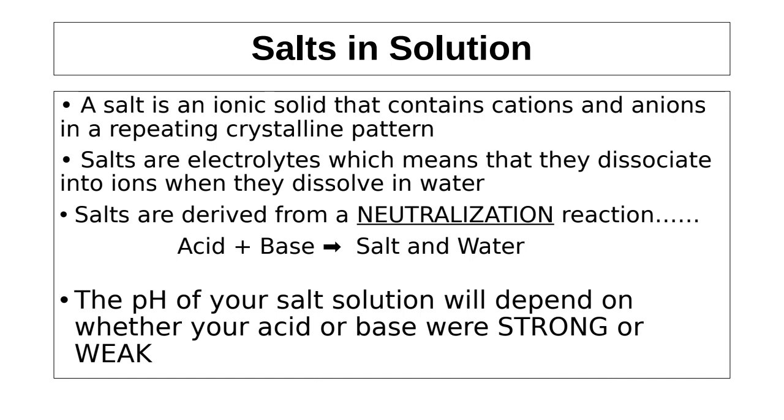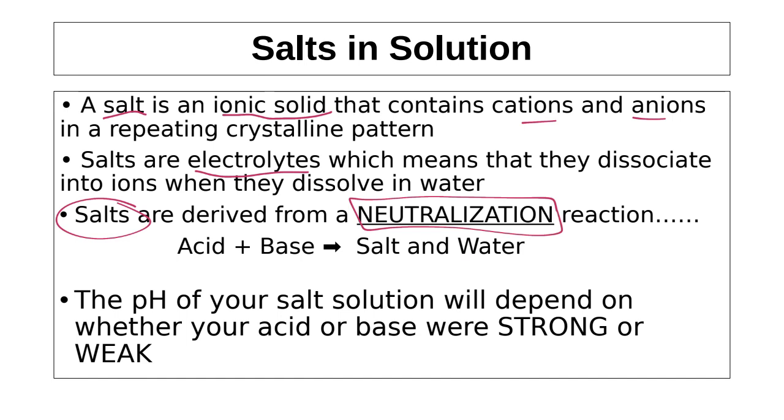Most of us recognize the term salt in terms of table salt that we use at home to flavor our food. But in chemistry, a salt is an ionic substance that is a crystal lattice that contains cations and anions, so positive and negatively charged ions, in a repeating pattern. Salts are electrolytes, so because they're ionic, they'll dissociate into ions, they will conduct electricity, and they will dissolve in water fairly easily. And the key thing is that salts are derived from neutralization reactions.